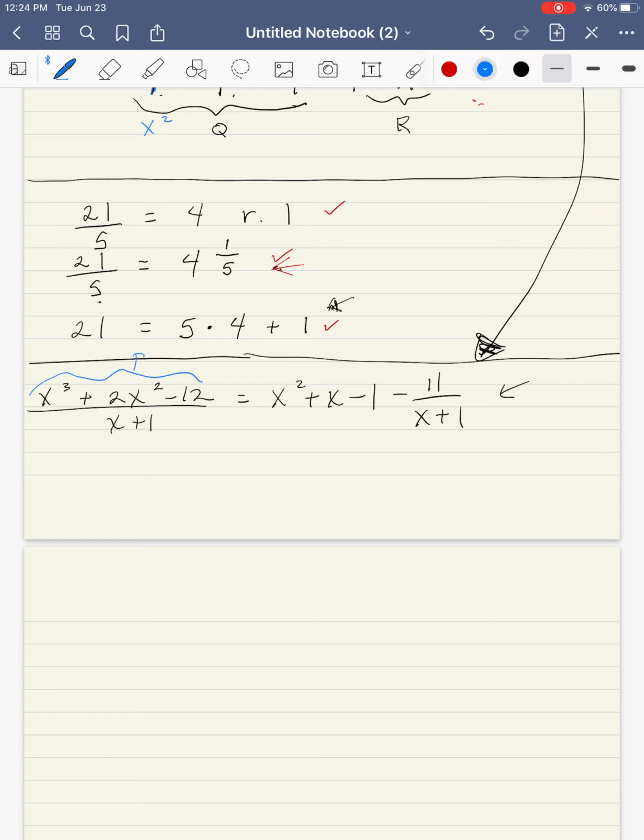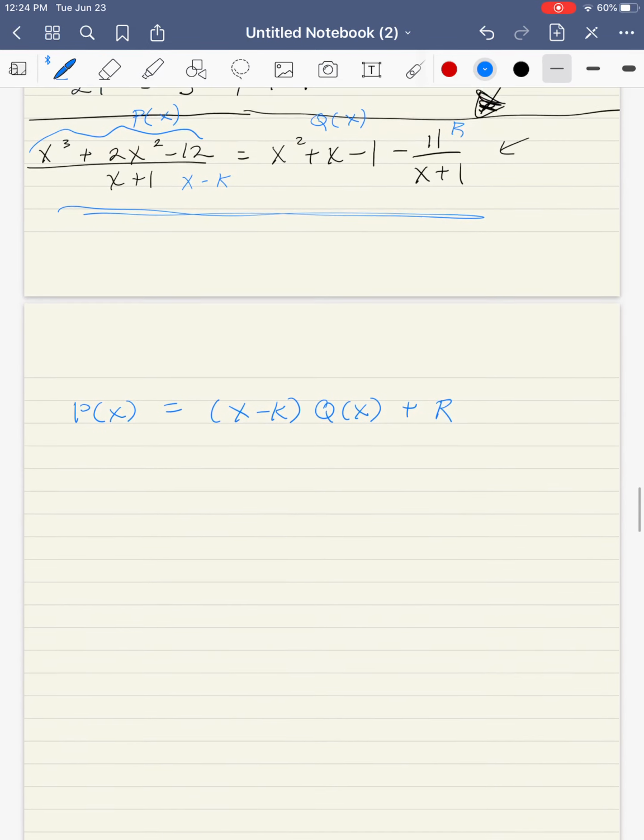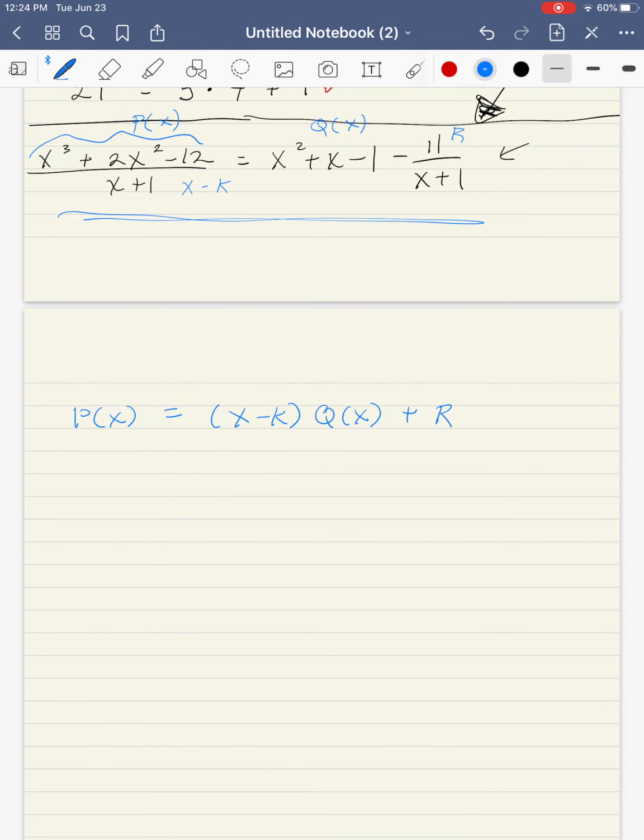So I want you to do the same thing down here. I want you to rewrite this polynomial, this true statement, and let's call this p of x again. And remember, this is my x minus k. I want you to rewrite this, and this is my q of x, and this is my remainder. I want you to write this in p of x equals x minus k times q of x, my quotient, plus my remainder. I want you to write this statement in this form. Pause the video, try that, and then turn the video back on.